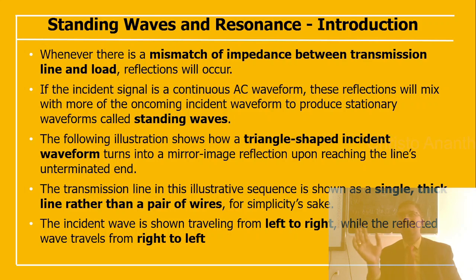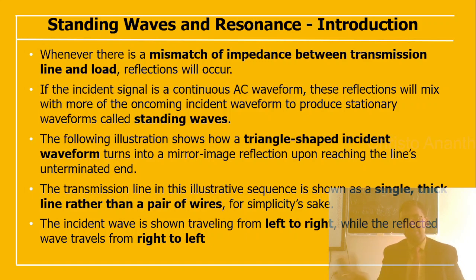In the previous classes we saw the matched impedance phenomena. Whenever there is a mismatch of impedance between the transmission line and the load, you will have reflections. If the incident signal is a continuous AC waveform, the reflections will mix with more of the incoming incident waveform in order to produce the stationary waves, what you call standing waves.